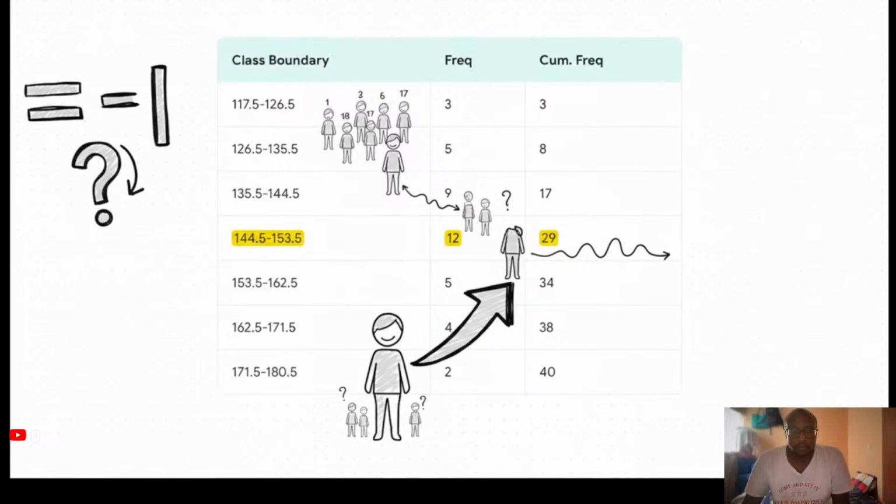So, first things first, we need that middle position, n divided by 2. Well, 40 divided by 2 is 20. So we are on the hunt for the 20th student. Now, if you look at that cumulative frequency column, you can see how we're adding up students as we go. We get to 17 students right before we hit this highlighted class. That tells us our 20th student has to be somewhere in this group, right? The one from 144.5 to 153.5. We found it. This is our median class.